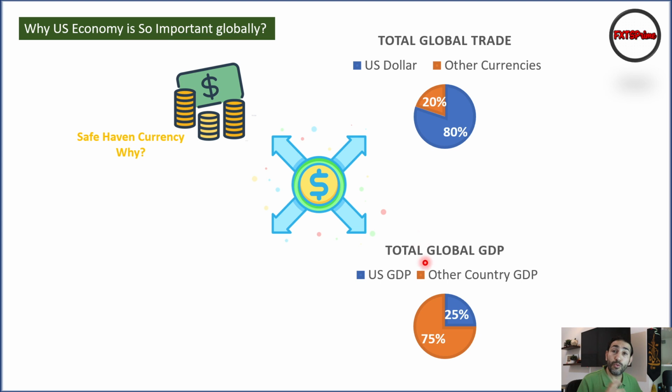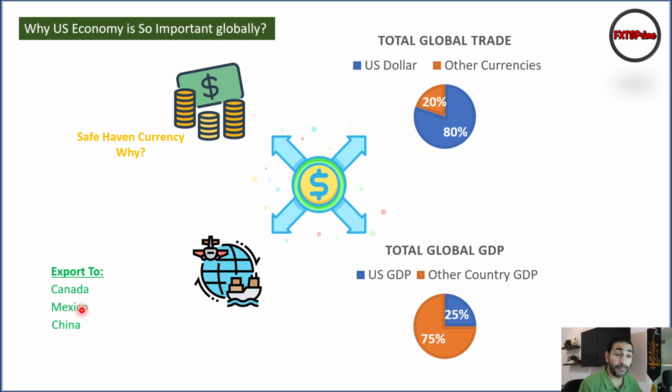Now, those are the two facts which make the US dollar a safe haven currency and make everyone in the world willing to have their money in US dollars. So that's why we call it a safe haven currency. Now, let's go in the other direction. Now we have explained what safe haven currency means. Let's see, how does the economy of the US look?